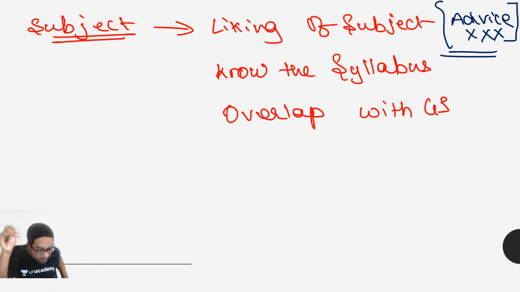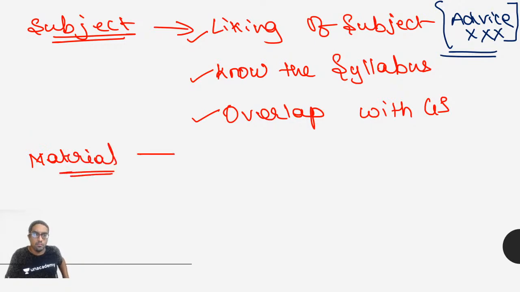Yes, Manisha, I will take history option. Liking for the subject, know the syllabus of the subject, then overlap with GS. Once you are done with these three, then check for the material. See, in optional, depth is more important.